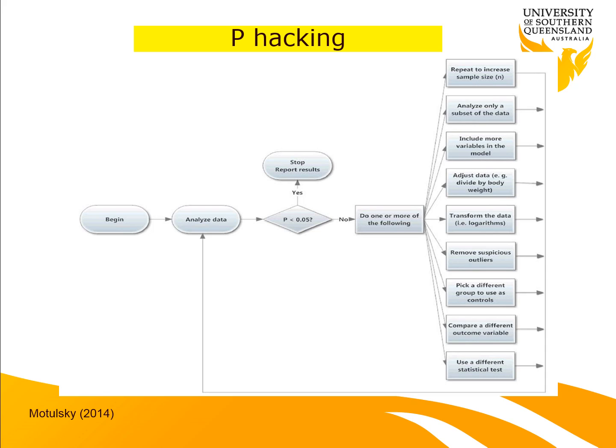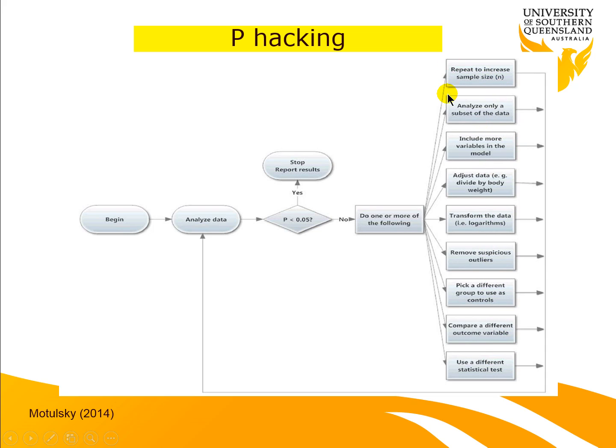Things like increasing your sample size, analysing a subset of the data, including more variables in the model, adjusting the data, so maybe standardizing data or transforming the variables in some way, removing outliers, as we just discussed, picking a different group to use as a control, comparing different outcome variables, and using different statistical tests. All of these are perfectly acceptable things to do as part of your analysis.